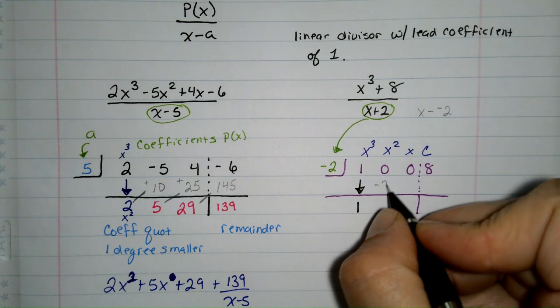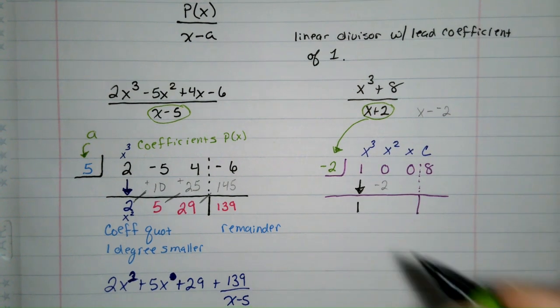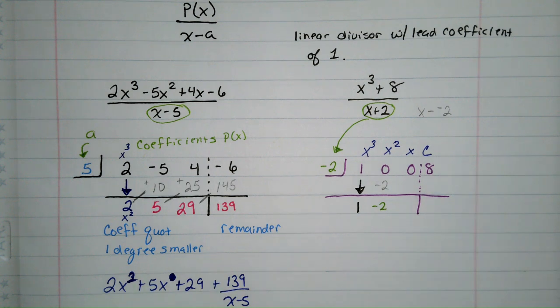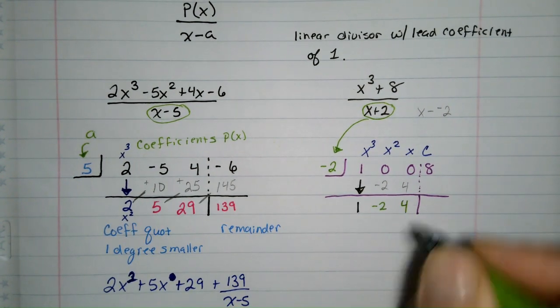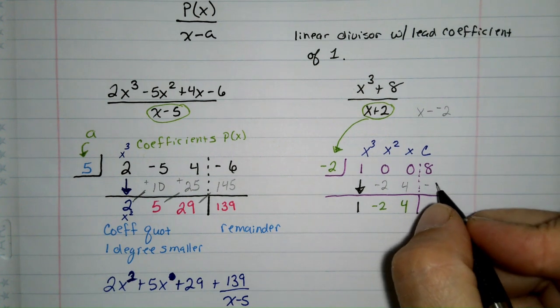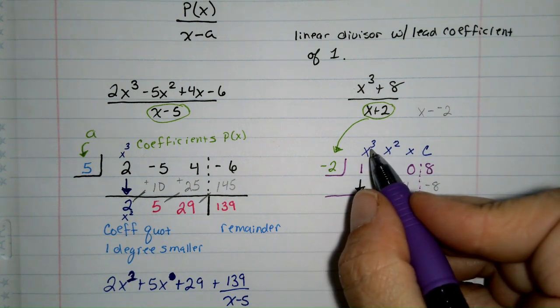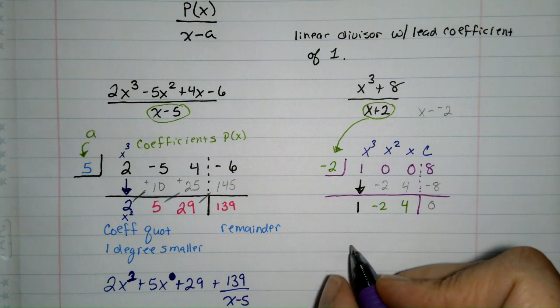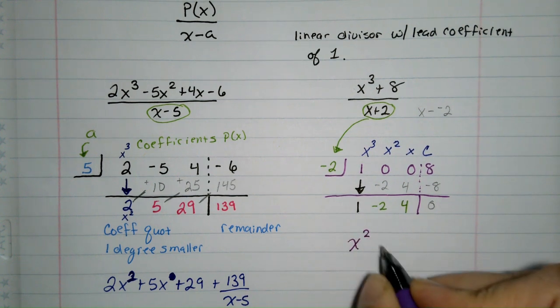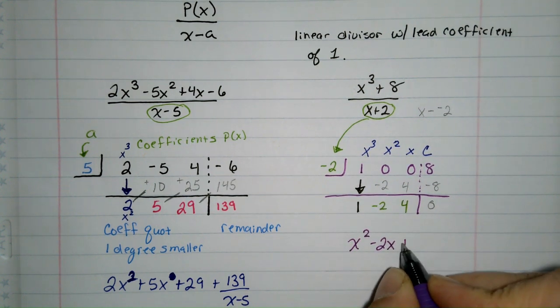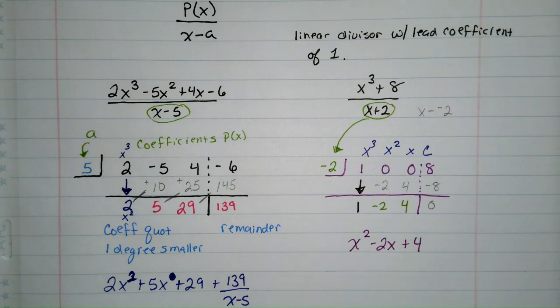Multiply, add, multiply, add, multiply. And we get, that started off x cubed, so this is going to start off x squared. I'll do it right this time. So there we go.